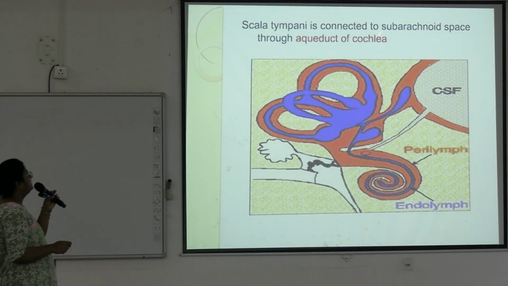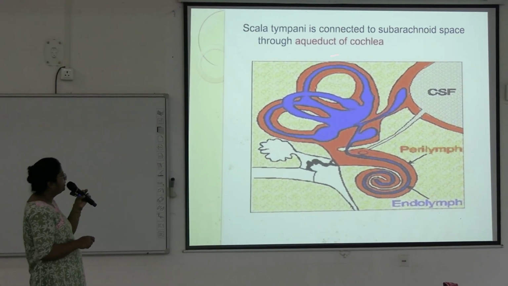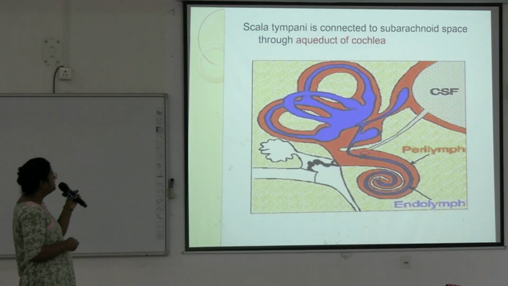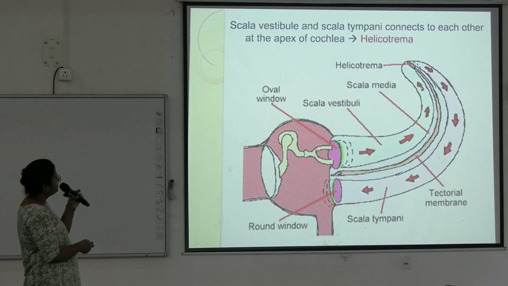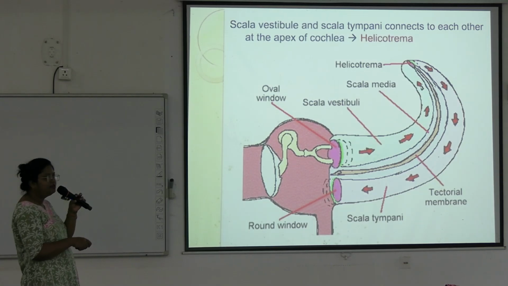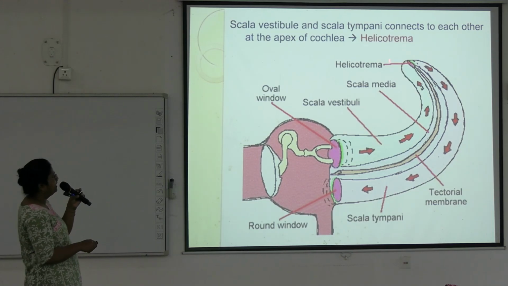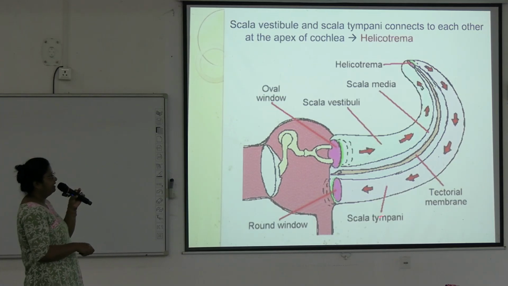Scala tympani is connected to the subarachnoid space through the aqueduct of the cochlea. You have seen the aqueduct of cochlea in the previous picture. Here the basal turn and cochlear turns have been straightened. Scala vestibuli, scala tympani, and scala media containing the organ of Corti, and this is the tectorial membrane, which is part of the organ of Corti. And here is the helicotrema, the connection between the scala vestibuli and scala tympani.